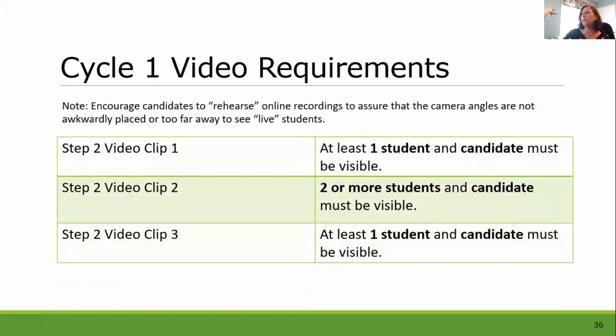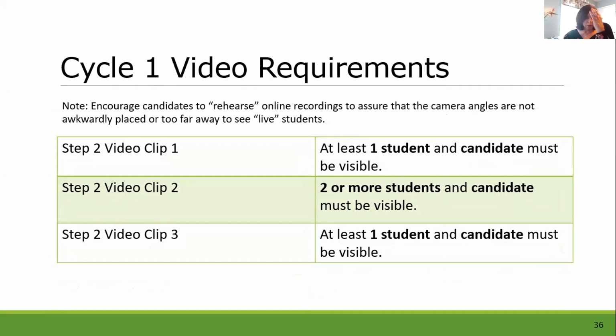So again, I just want to pause here and make sure, because I saw a number of comments in the chat, like, do we need two students or three students or four? What we're doing in order to be as fair and equitable as possible is, given the current assessment guide that candidates receive when they register, each video clip has a description. In each description, it speaks to the notion of how many students we absolutely must see.